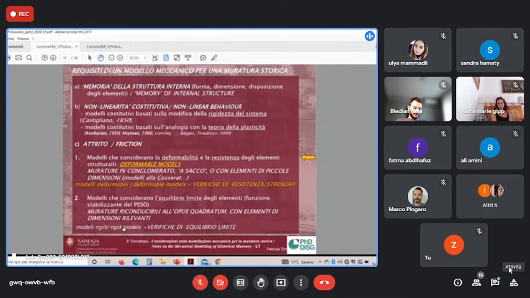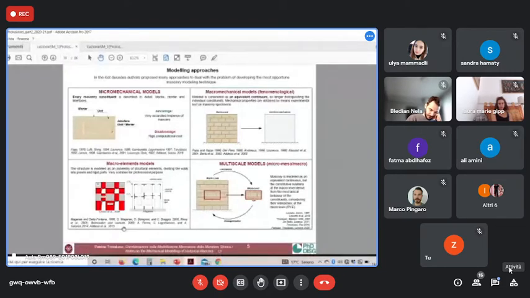Concerning the models, I already said that we have deformable models, for which we can perform check on the resistance, on the strength, focusing on materials, and the models which consider the limit equilibrium, for which we will check the limit equilibrium. These are an overview of the kind of modeling approaches present in the literature. And let's focus on this one.